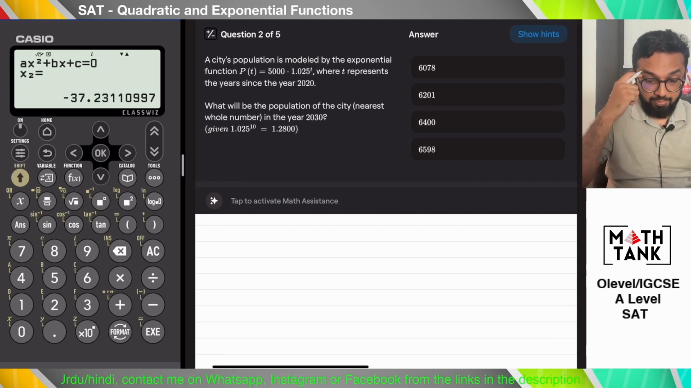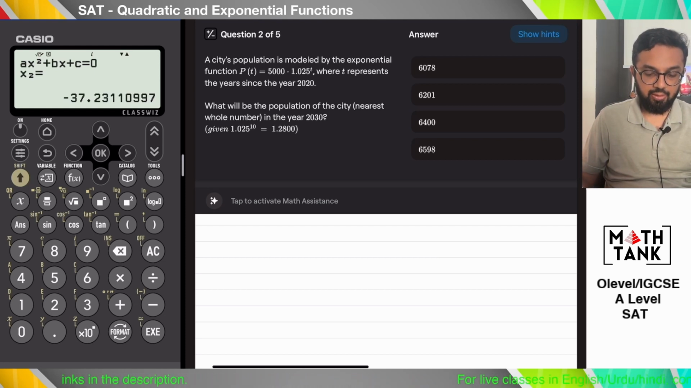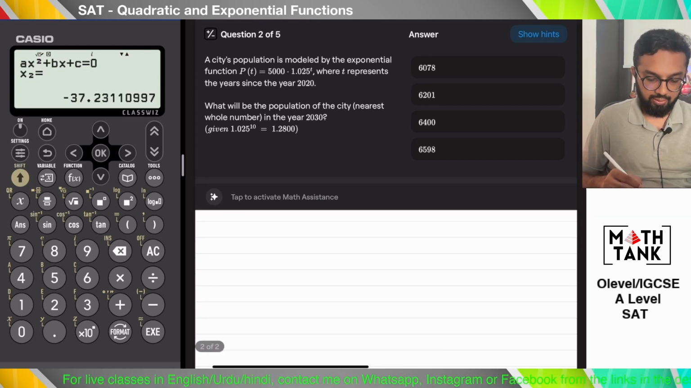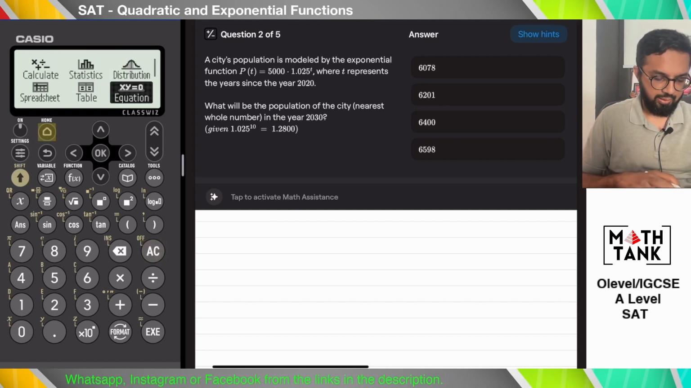Let's see, question number 2 says, a city's population is modeled by the equation, an exponential function, where t represents the years since the year 2020. What will be the population of the city, to the nearest whole number, in the given year 2030? I don't know why they're giving you that given part.